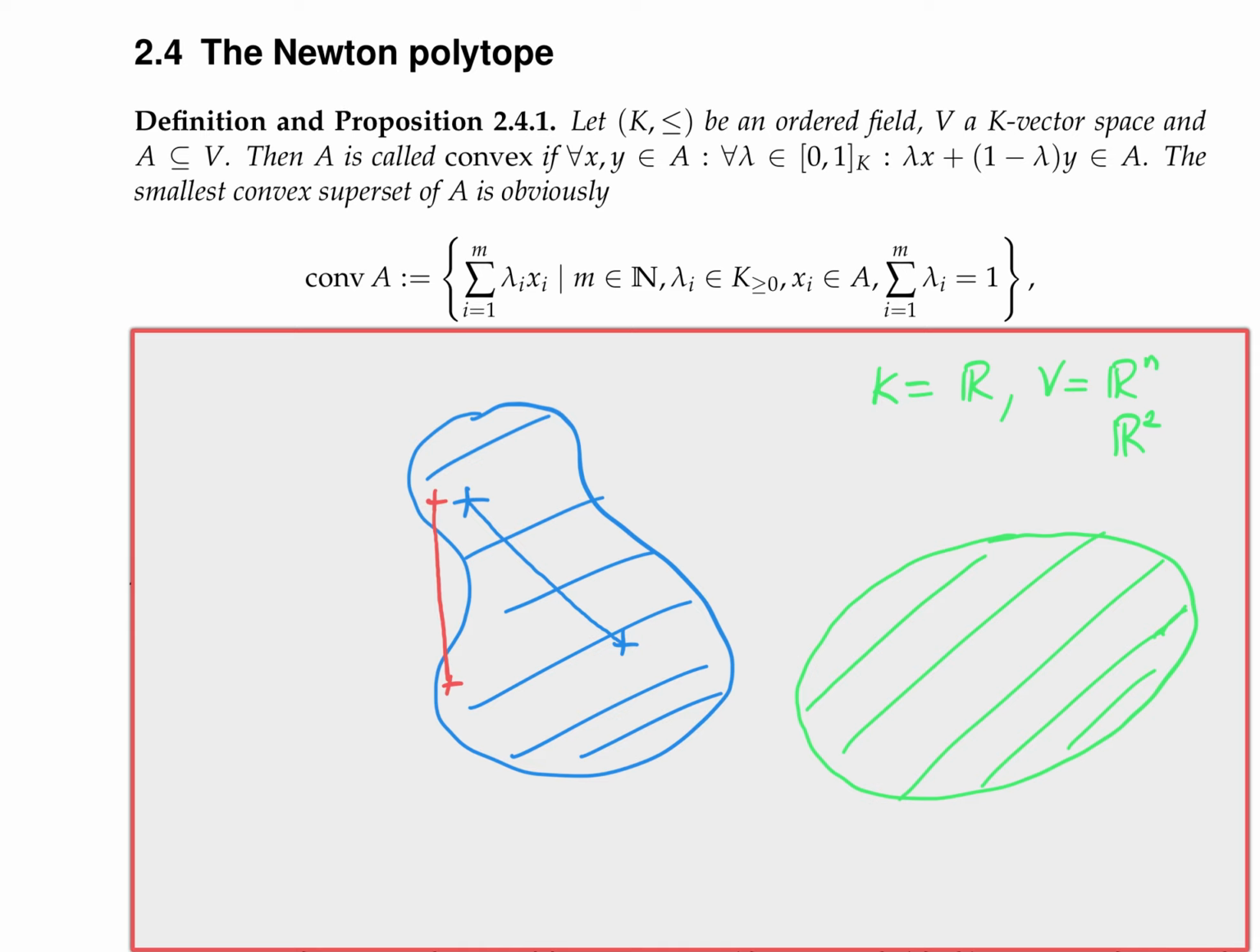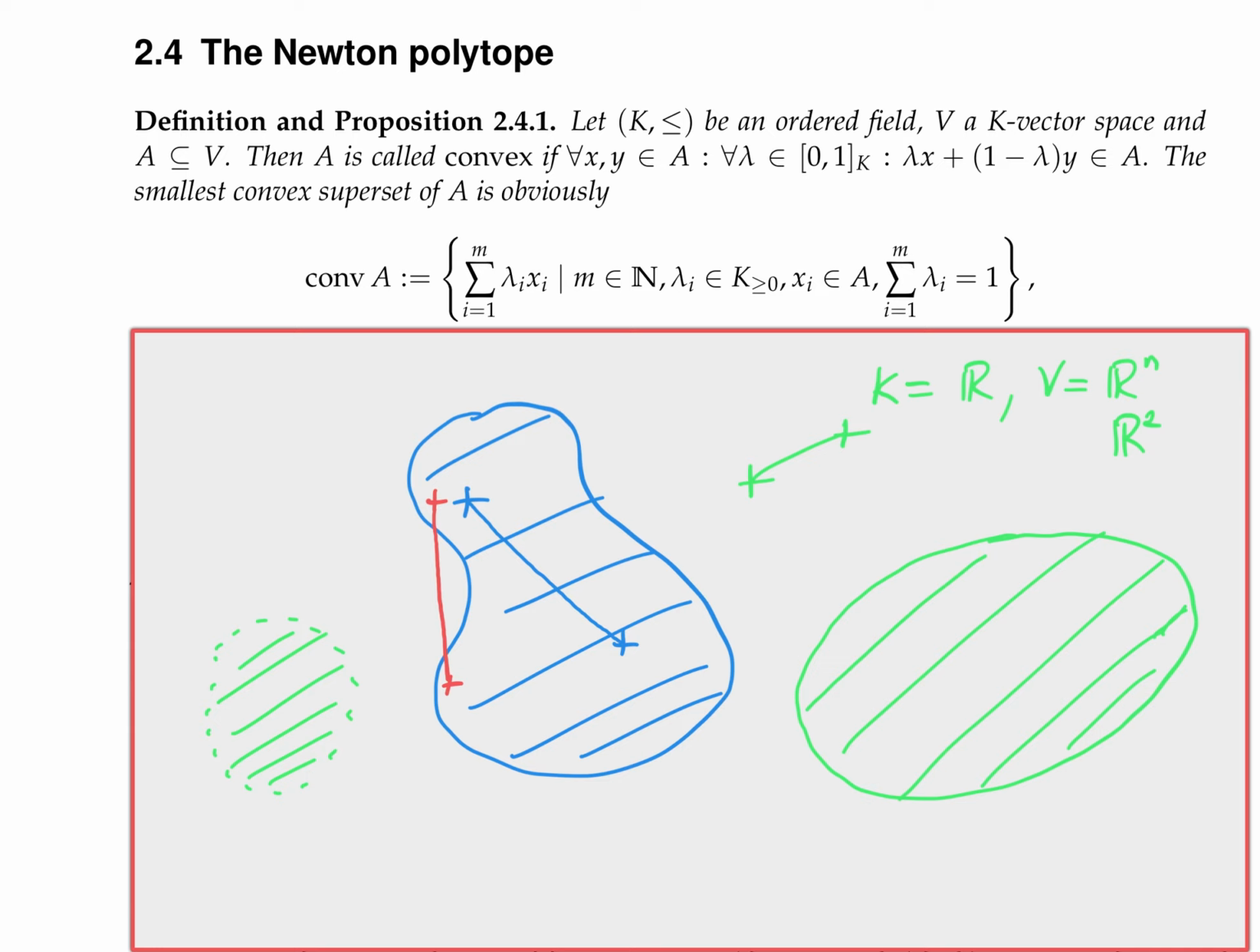A convex set can, of course, be open, or closed, or neither open nor closed. Everything is possible, right? So they could also be low dimensional, like a line segment in R to the 2. This line segment here would also be convex, right? The empty set is convex, the whole space is convex, right? Okay, so convexity, I think, is very well known.